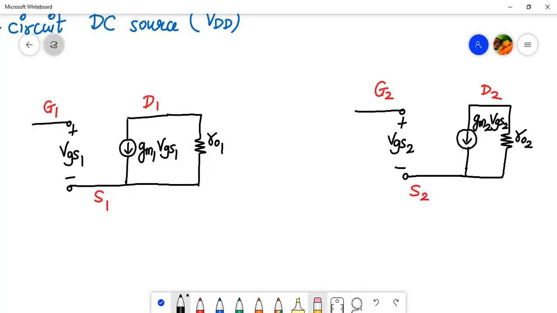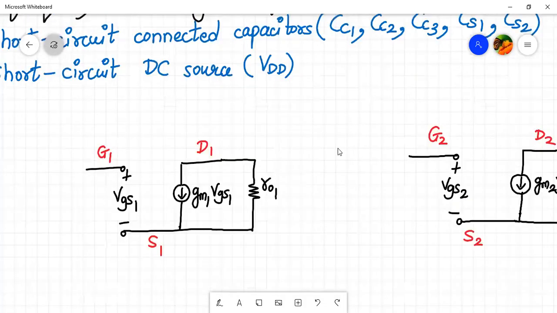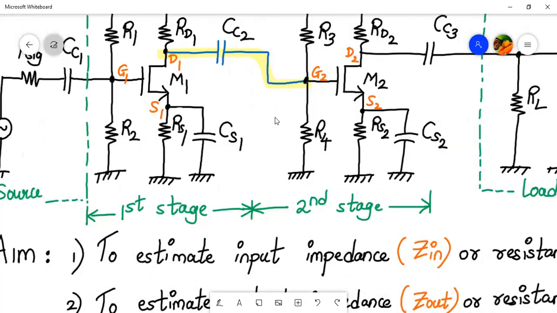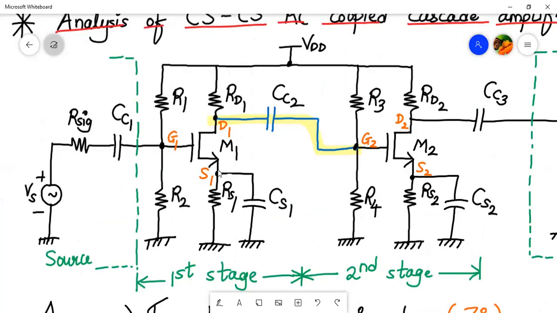And finally, let me draw it a little ahead. Let me rub this out and draw this resistor a little on left hand side. So this is RO2. And this current source will be GM2 into VGS2. We are not doing anything great. We have just drawn the small signal model of both M1 and M2. Let's go back to the circuit diagram. So we have just drawn the small signal model for M1 transistor and M2 transistor.